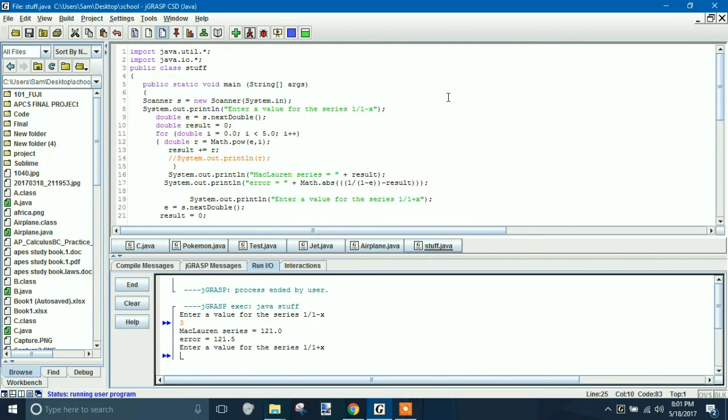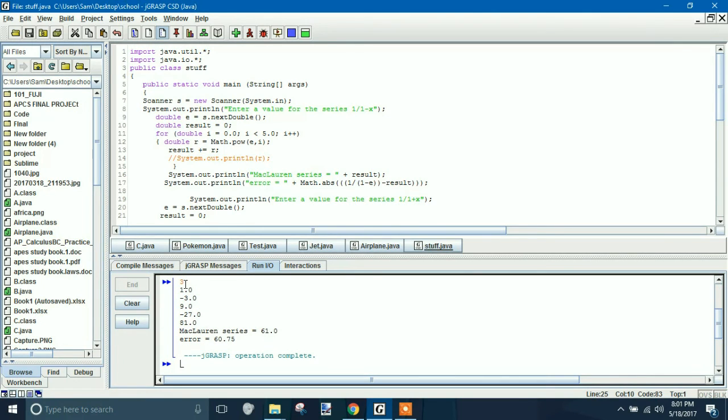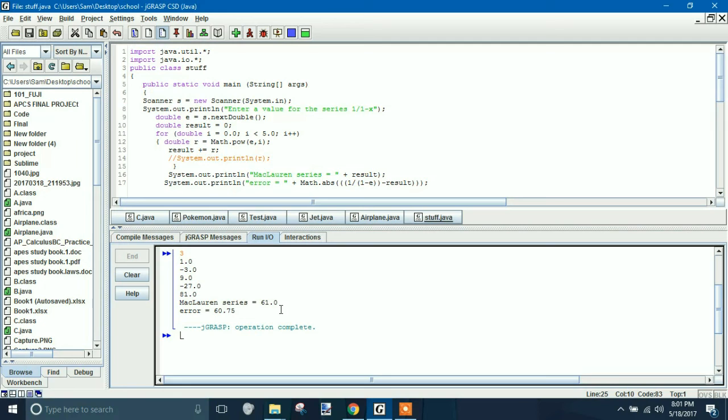Now we're going to try this on a slight variation of the Maclaurin series, the base series, 1 divided by 1 plus x, which you'll recognize to simply be base, where negative x is substituted for x. And we're going to try 3 again. Now here, the program has actually spit out each term of the Maclaurin series. That's just for show. But you'll see that it calculates the Maclaurin series as 61 and the error as 60.75.